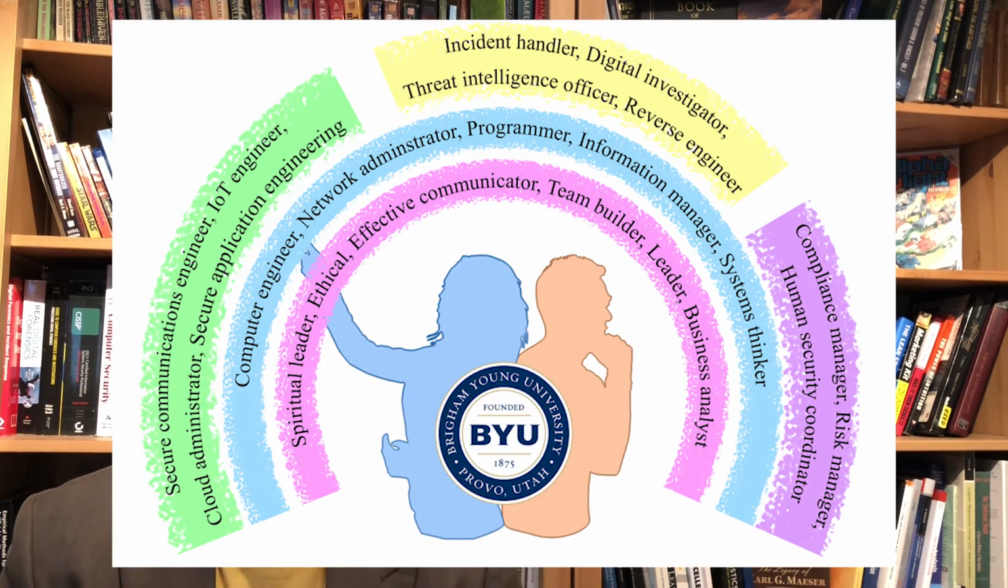So here's a graphic that I've put together from my personal experience at Brigham Young University. A person should be a spiritual leader, ethical, effective communicator, team builder, leader, business analyst. Building upon those personal and interpersonal relationship skills, a person should also be a computer engineer, a network administrator, a programmer, information manager, and a systems thinker, being able to put all of these skills together in one thing to solve a problem. From there, you can kind of specialize into 3 broad categories.